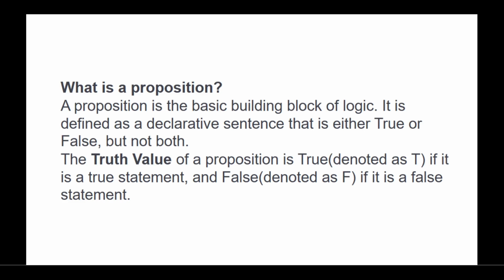If the truth value of the proposition is true, then we denote it by capital T. If the statement is false, then the truth value is denoted by F. T for true and F for false.